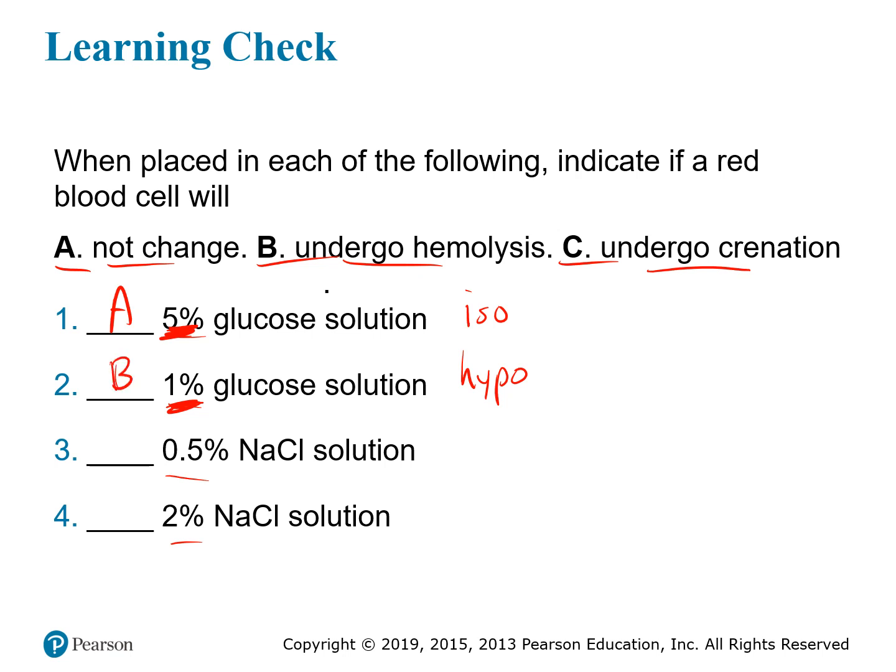Okay. For number 3, it's also hypotonic. So 0.5% sodium chloride is less than the 0.9% threshold. So this is hypotonic for salt, and so this will also undergo hemolysis. But for sodium chloride, the isotonic threshold is 0.9%. So 2% is above that. So this is hypertonic. And since it's hypertonic, water is going to flow out of the red blood cell into the surrounding solution, and the red blood cell may undergo crenation.